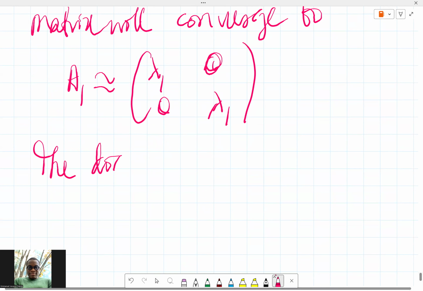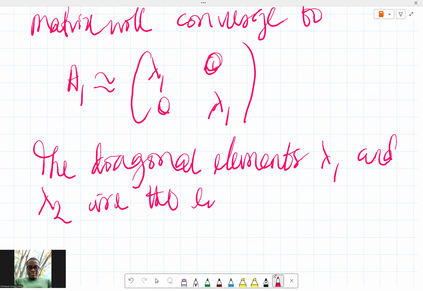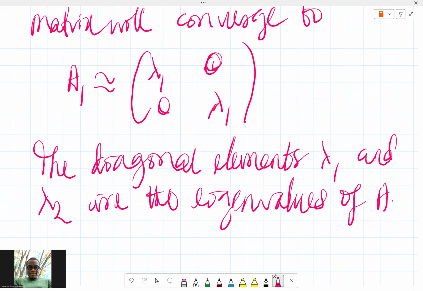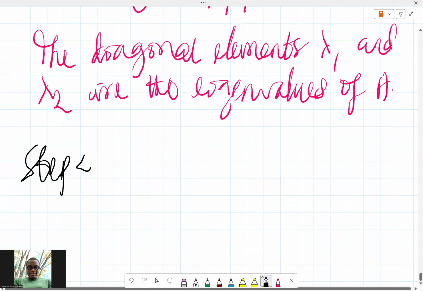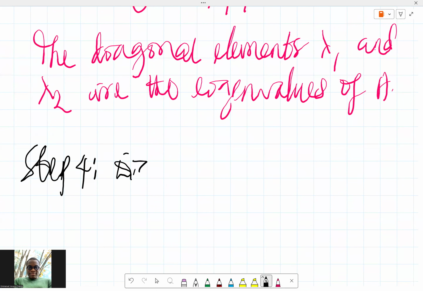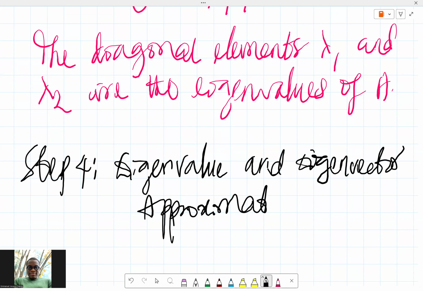So we now see that the diagonal elements, lambda 1 and lambda 2, are the eigenvalues of A. They are the eigenvalues of A. So that takes us to step 4. So step 4 now. In step 4, we are talking about eigenvalue. What we really need, eigenvalue and eigenvector approximation. Okay. So that's the 4th step.